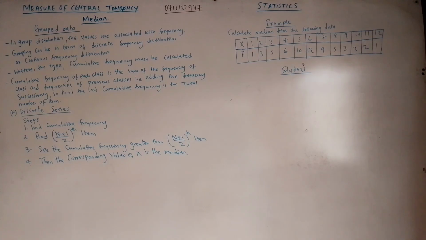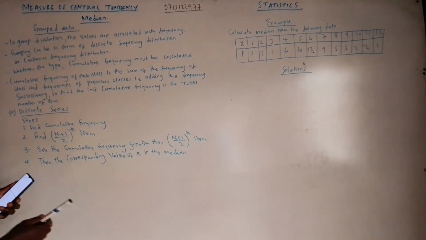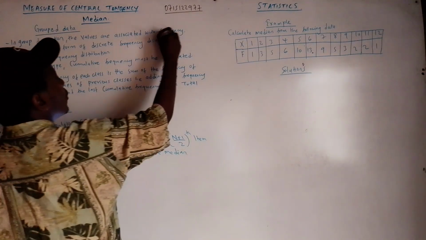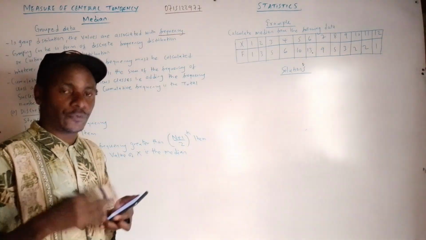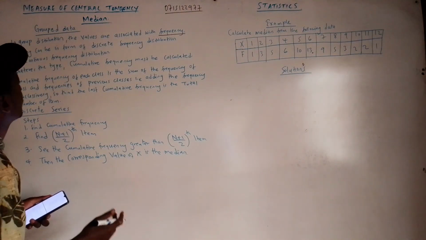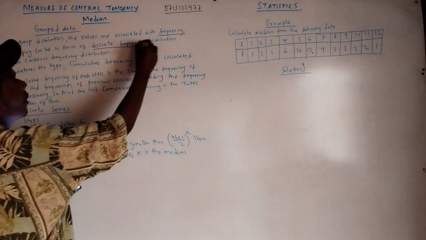So in a grouped distribution, the values are associated with the frequency. When we talk about grouped data, the value is always associated with the frequency, as we have seen in our previous subtopic. Now, grouping can be in the form of a discrete frequency distribution, or it can be continuous.